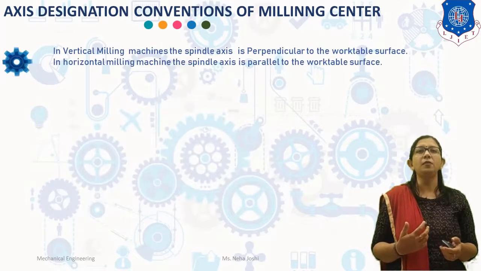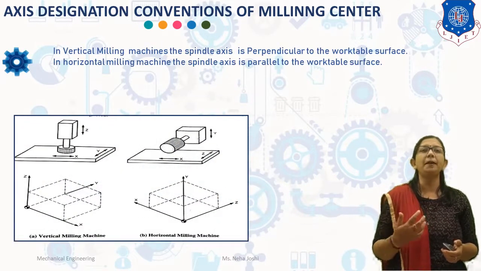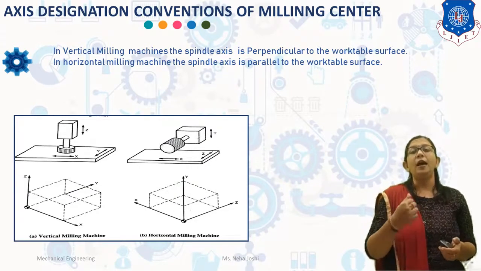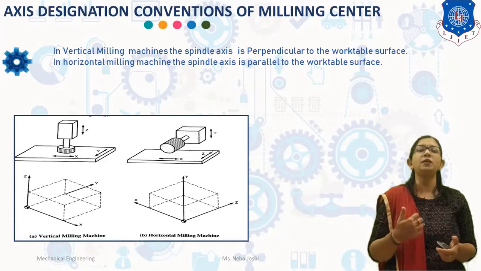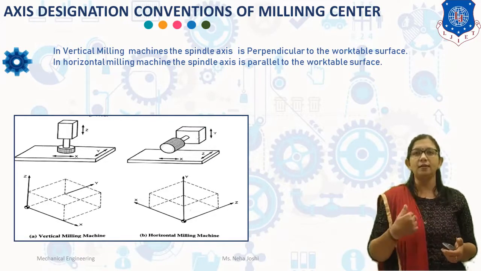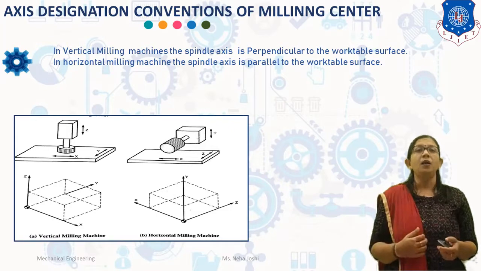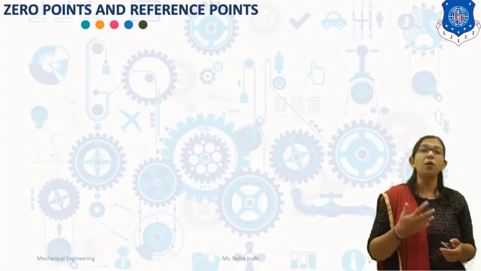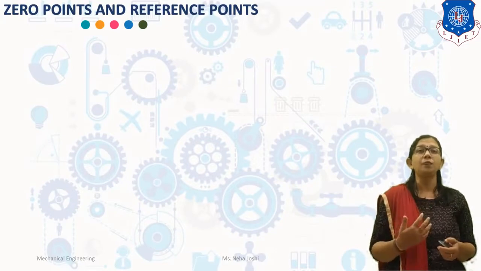In a vertical milling machine, the spindle axis is perpendicular to the work table surface, as you can see here in the diagram, and in a horizontal milling machine, the spindle axis is parallel to the work table surface, as you can see here in the diagram. Now we will discuss various zero points and reference points used in CNC milling.